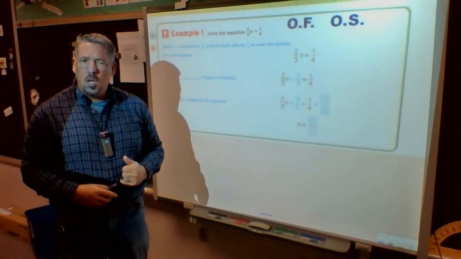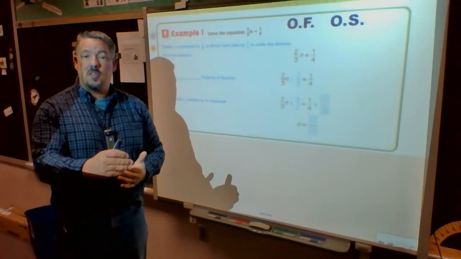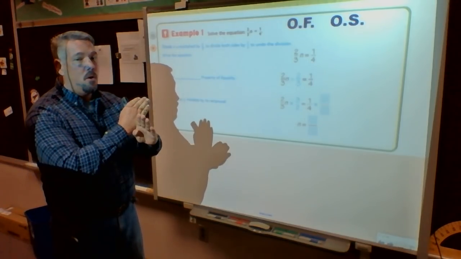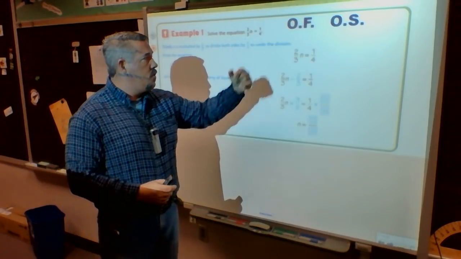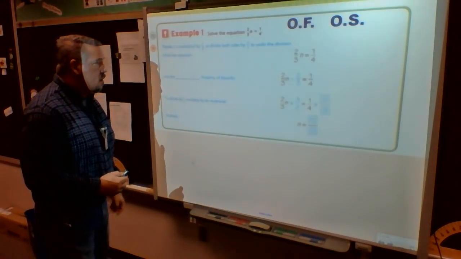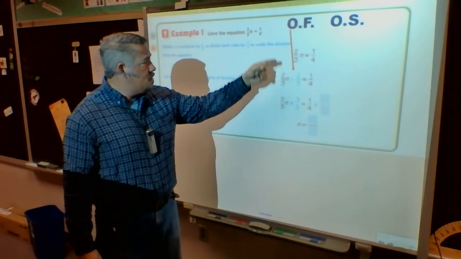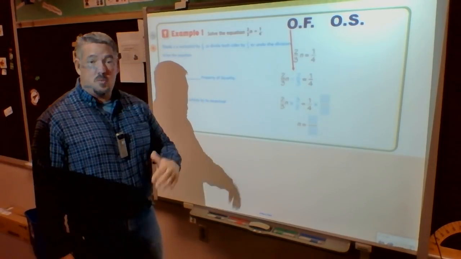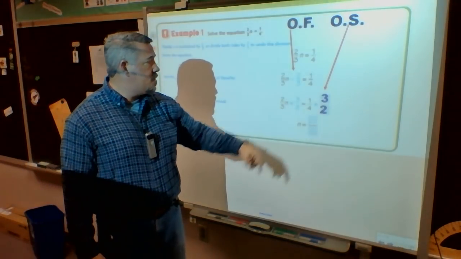Hopefully you didn't go... 2/3 is my coefficient. A coefficient and a variable tells me I'm doing what? Multiplication. So if I'm going to multiply, then I know I'm going to do the opposite function. So I start with the opposite function. I have 2/3 times n, so I'm going to divide by 2/3, which is what your book shows you in blue. Then I know I'm going to have to do it on the opposite side.